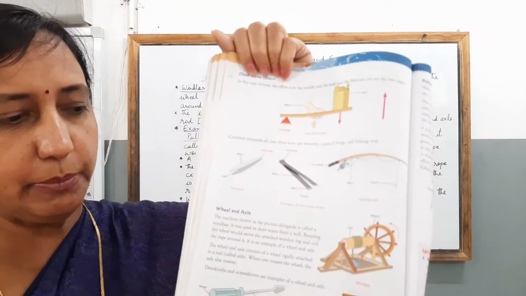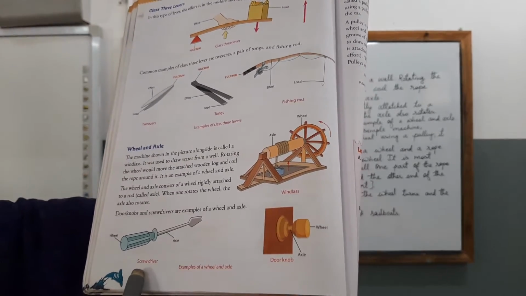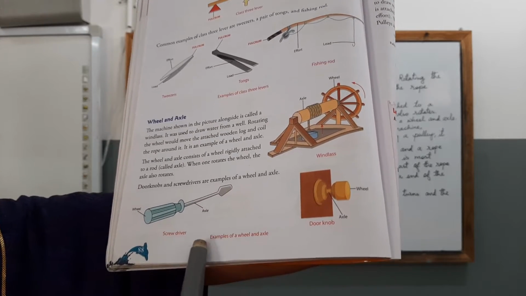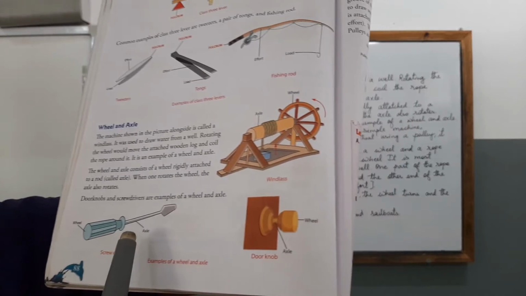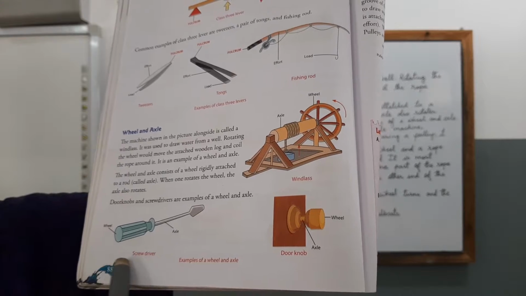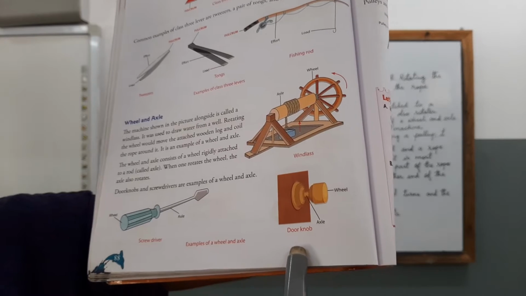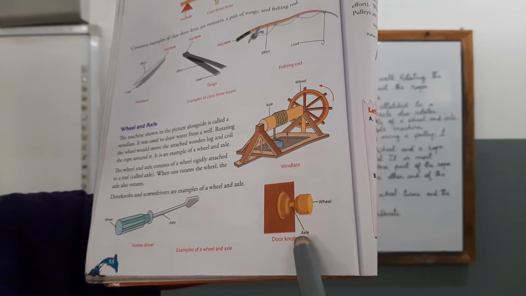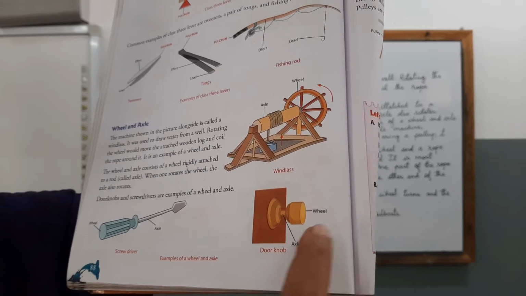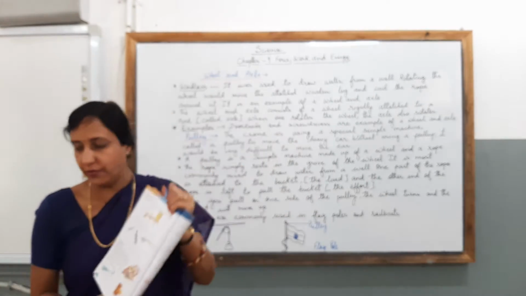Here you can see the picture of a screwdriver and a door knob. In this, you can see where the axle is in a screwdriver. Here you can see the axle, and here you can see the wheel which is used in a screwdriver. And in the door knob, you can see where the axle is, here it is, and where the wheel is, here it is. As you rotate the wheel, the door opens. Okay, children, these are the two examples being given here.